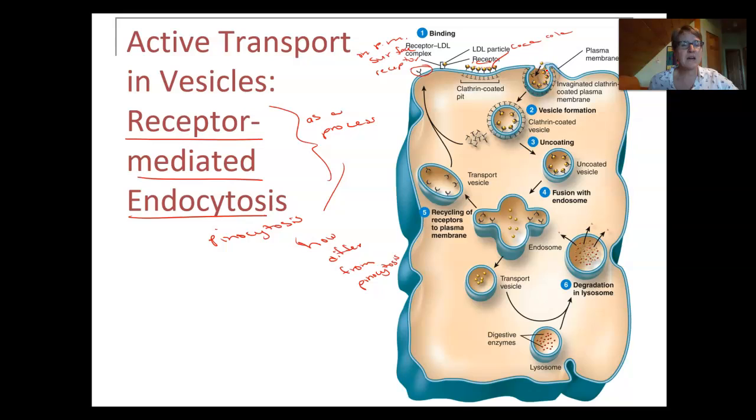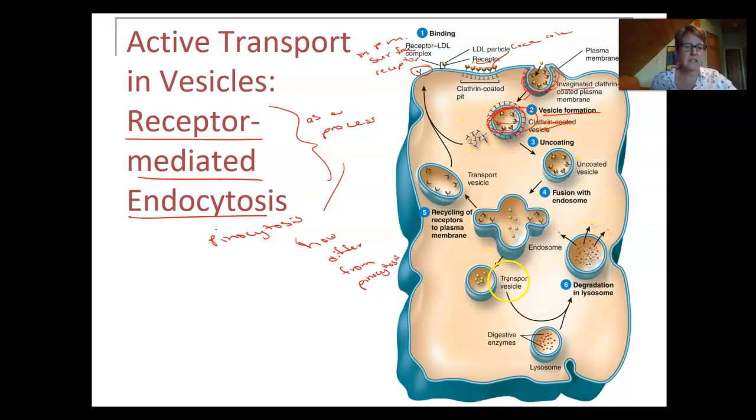When it binds, that will trigger it to form an indentation. Here I'm calling it an invagination. I don't care, an indentation. And then it will form a vesicle. So this is a vesicle. Who cares about all this clathrin and coat? I don't even care about half this stuff. I will get a vesicle. It is chock full of Coca-Cola.